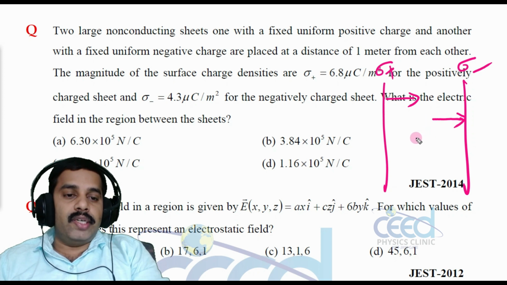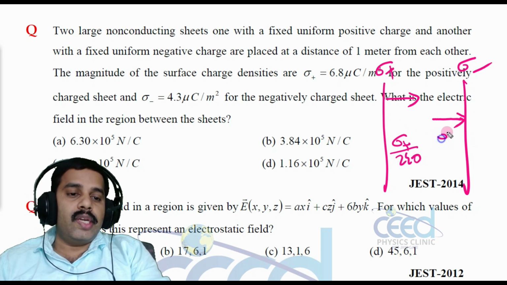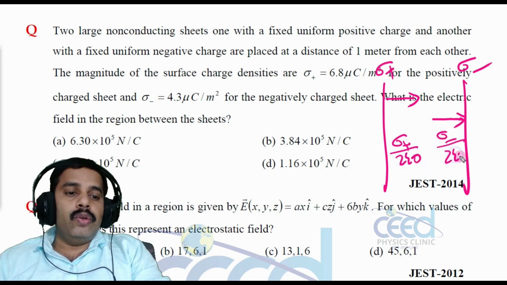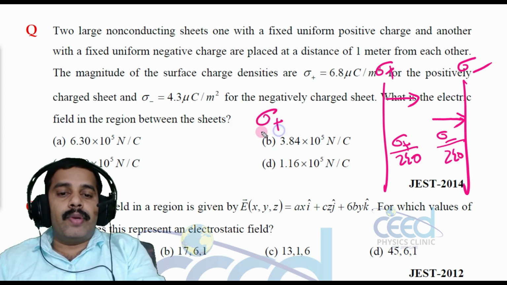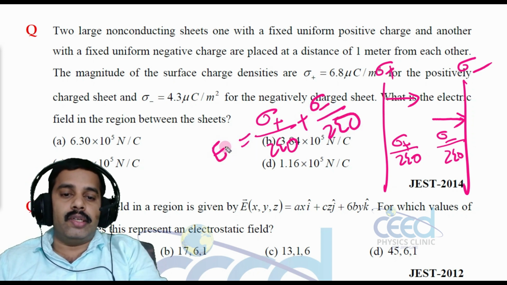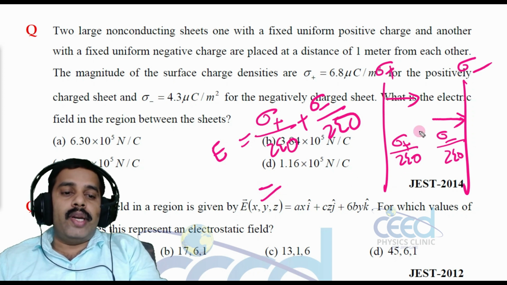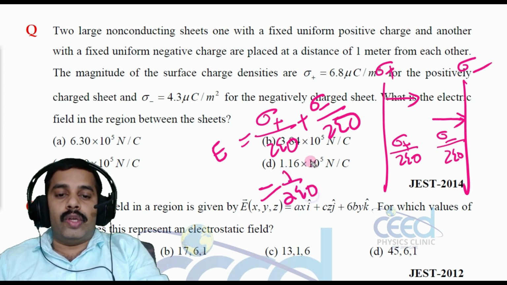The net electric field is due to one sheet, sigma plus divided by 2 epsilon 0, and due to the other sheet, sigma minus divided by 2 epsilon 0. So the net sum is sigma plus by 2 epsilon 0 plus sigma minus divided by 2 epsilon 0. This is the net electric field, right? Due to one sheet, we have sigma by 2 epsilon 0, so the net is 1 by 2 epsilon 0 into sigma plus plus sigma minus.